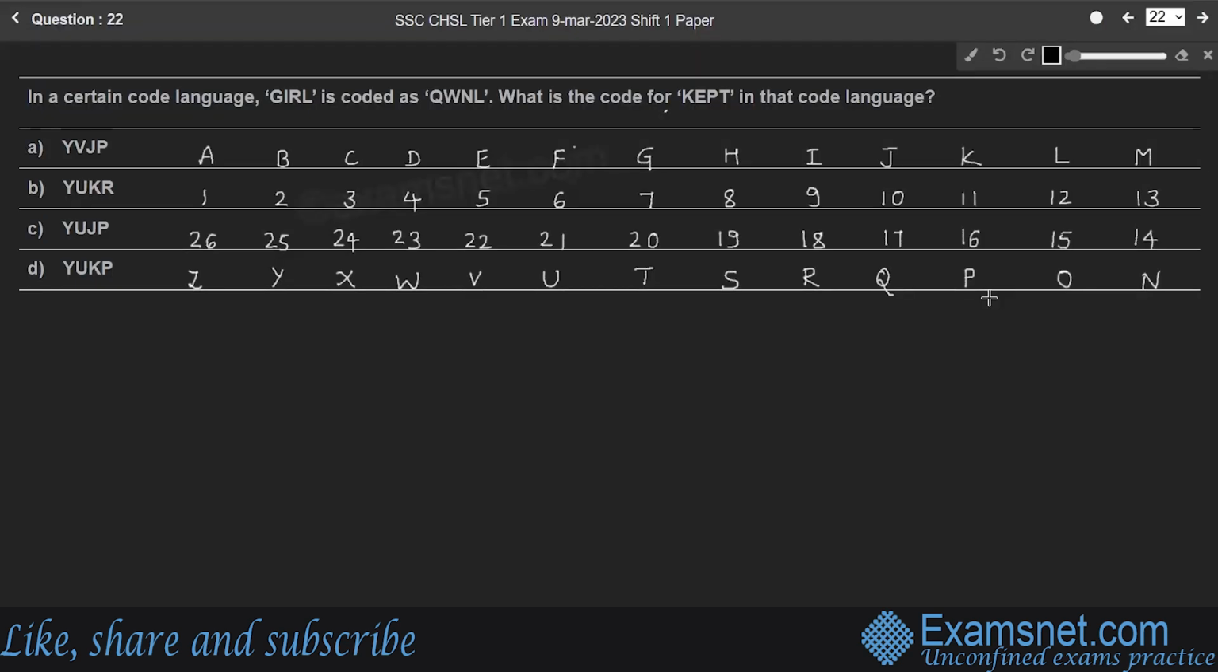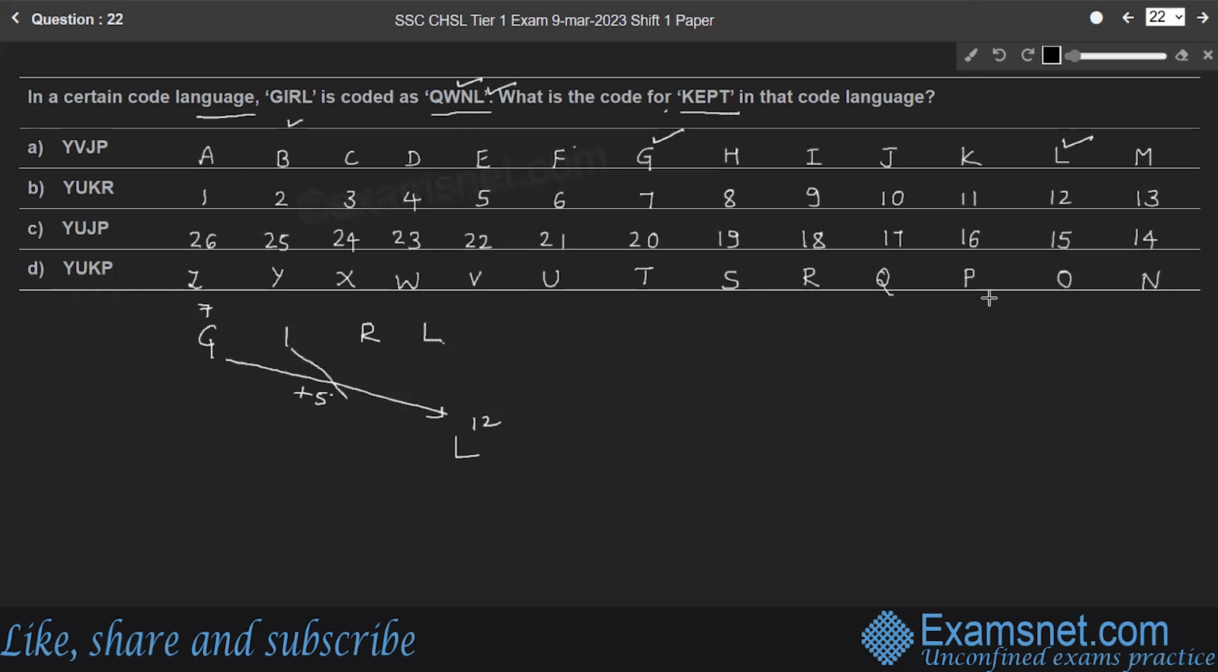Question 22. In a certain code language, girl is coded as QWNL. What is the code for kept in that code language? Here, girl is coded as QWNL. For our reference, I have written the positional value of each alphabet here. So, girl, GIRL, here G positional value is 7. So, when we add 5 to the positional value of G, 7 plus 5 is 12, which is L. Therefore, G is coded as L here. So in QWNL, L is the code for G.